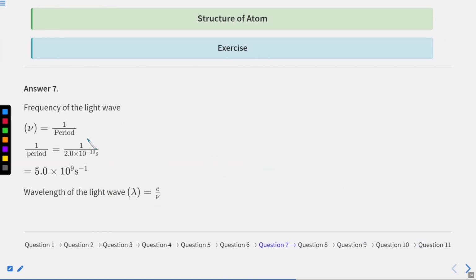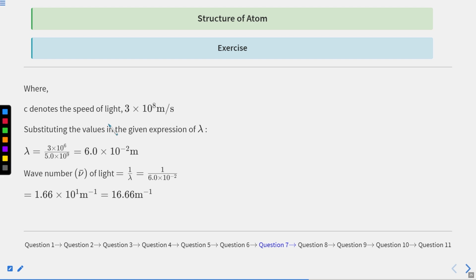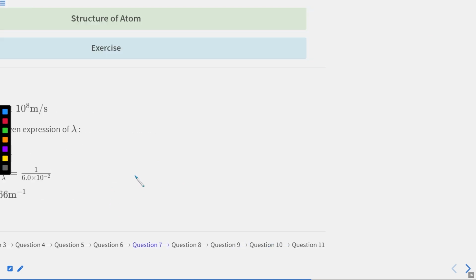So let us see the solution. So frequency is equals to 1 by period, that is 5 into 10 to the power 9 per second. Now wavelength we will calculate, lambda is equals to c by nu. Now for wave number we have taken 1 by lambda. So we got this much. Clear?